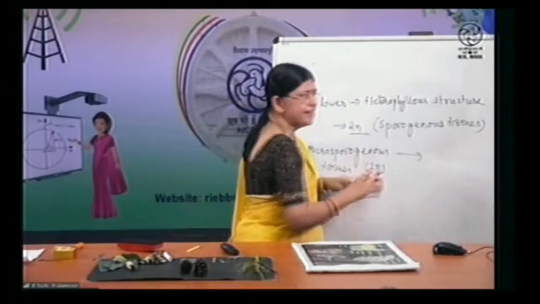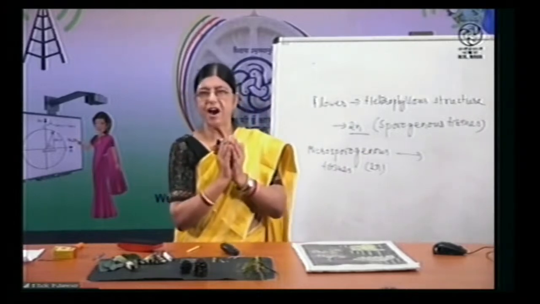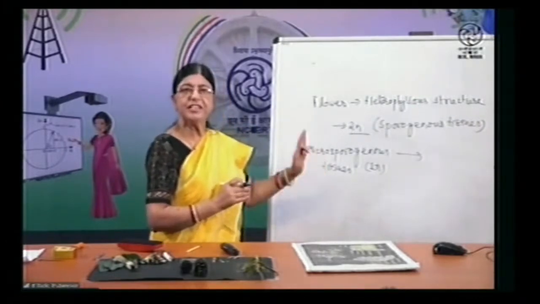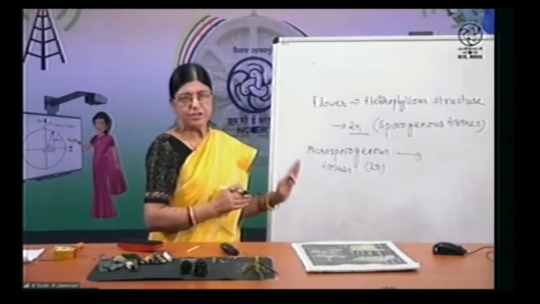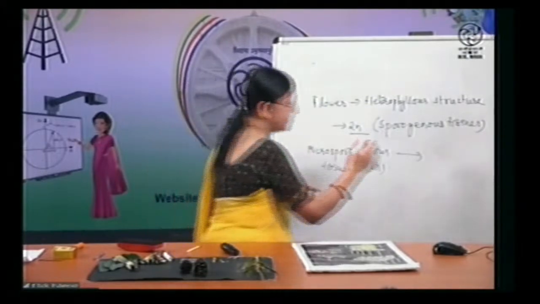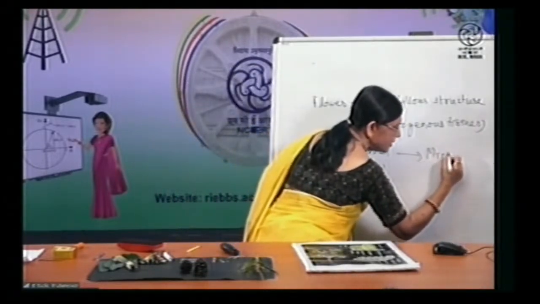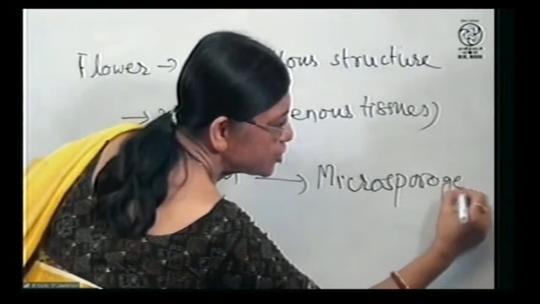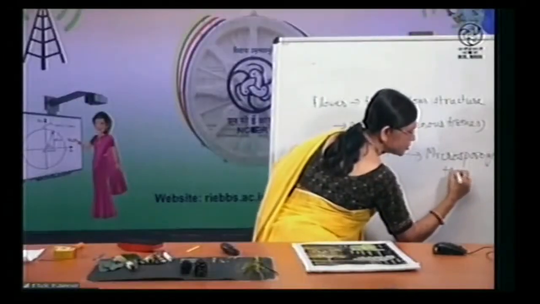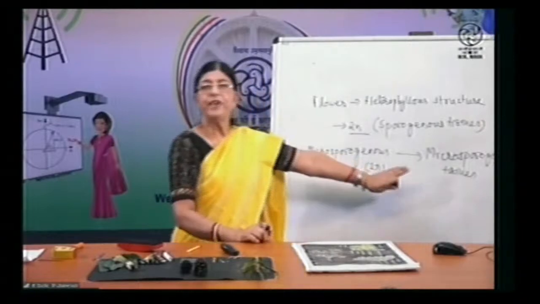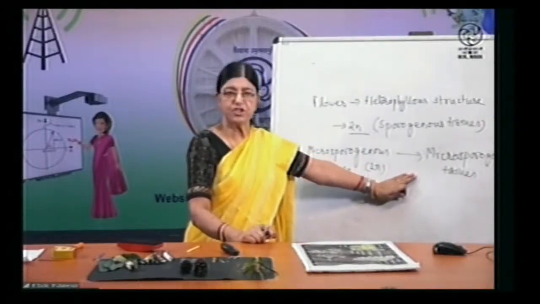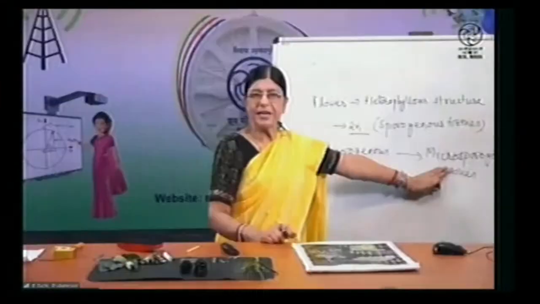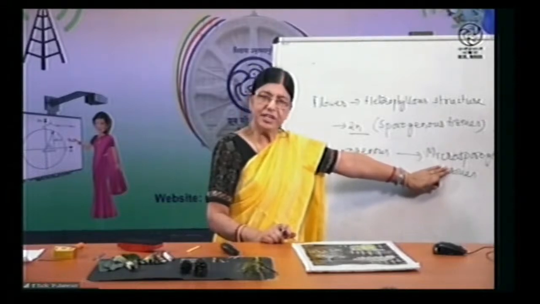A time comes when their number is quite large, and when their number is sufficient, these microsporogenous tissues will stop dividing mitotically. These are microsporogenous tissues. Now they will proceed for meiotic divisions. They divide mitotically when their number is quite large, then they stop mitotic division and proceed for meiotic division.